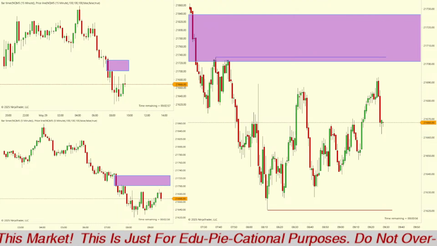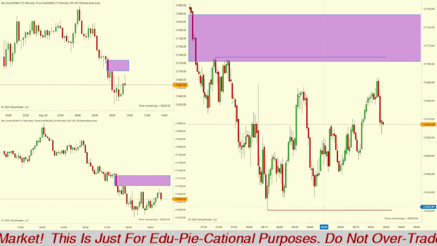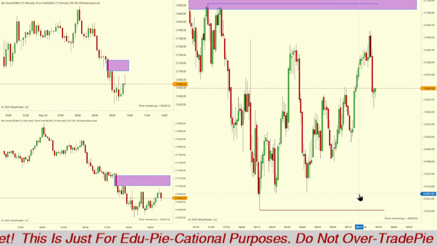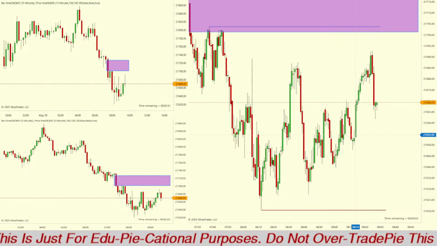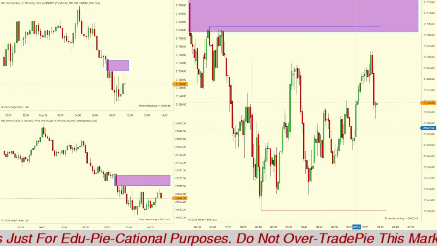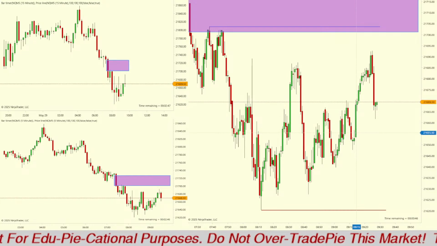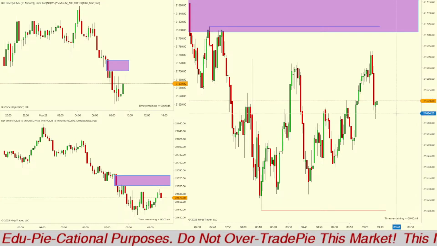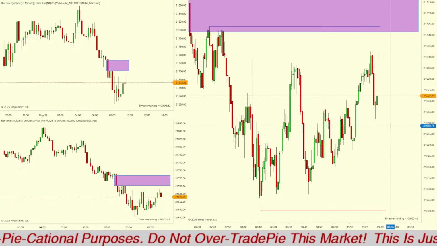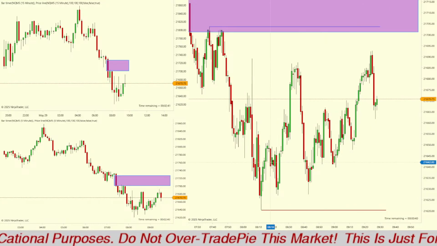Let's wait for the opening bell that is happening in 3 minutes. So far we traded inside this buy side imbalance, sell side inefficiency, and we had a good reaction from the midpoint of it.